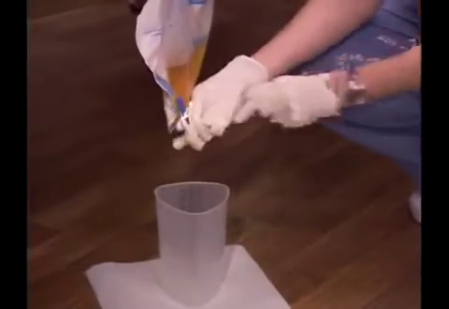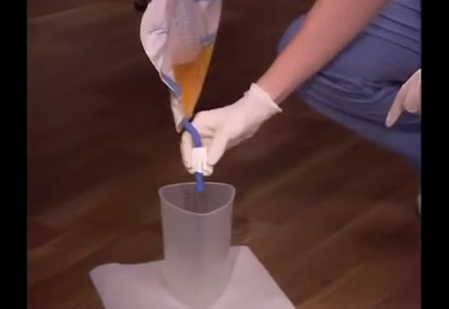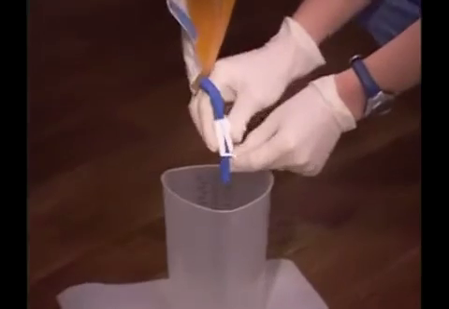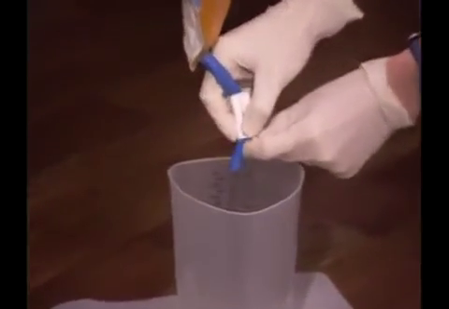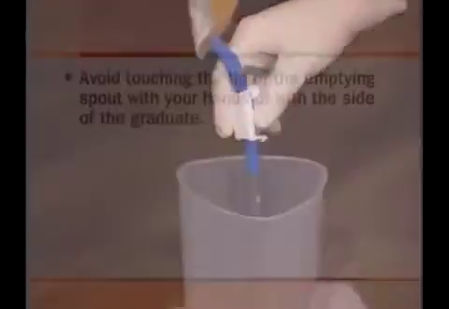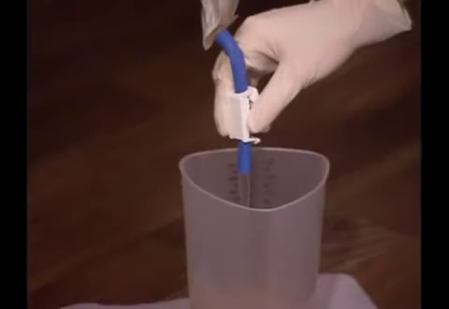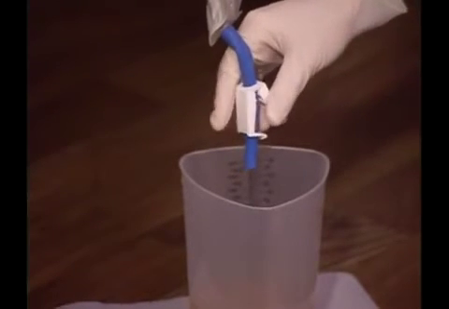Unhook the emptying spout from its holder on the urine drainage bag. Unclamp the emptying spout on the urine drainage bag and allow all of the urine to drain into the graduate. Avoid touching the tip of the emptying spout with your hands or with the side of the graduate. After the urine has drained into the graduate, reclamp the tubing.